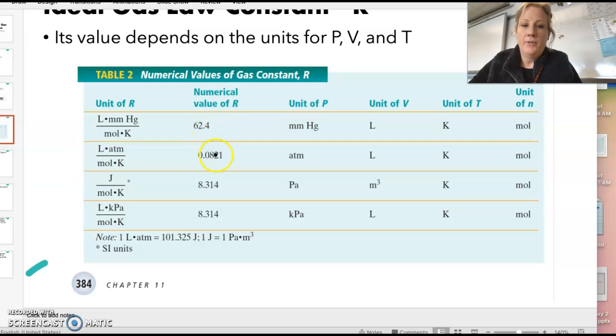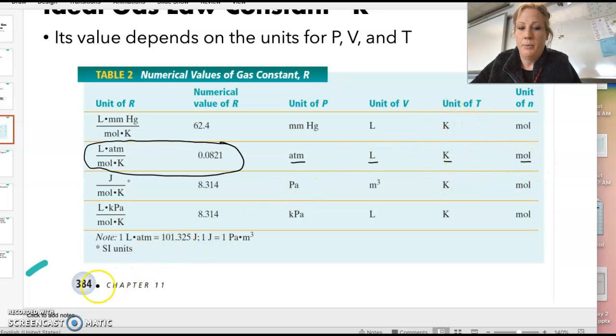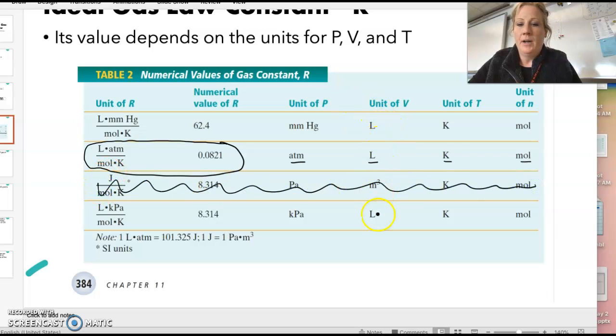So there's different values for R. The one I just gave you is right here. So this is when your pressure is in atmospheres, volumes in liters, temperatures in Kelvin, and moles are moles. So you can see in this table, which is in your book on page 384, the volumes, and we'll just ignore this one. I never use this one. But the volumes are always liters, temperatures Kelvin, but you could use a pressure in millimeters of mercury, and then you would have to use this value of R, or kilopascals, and then you use this one.